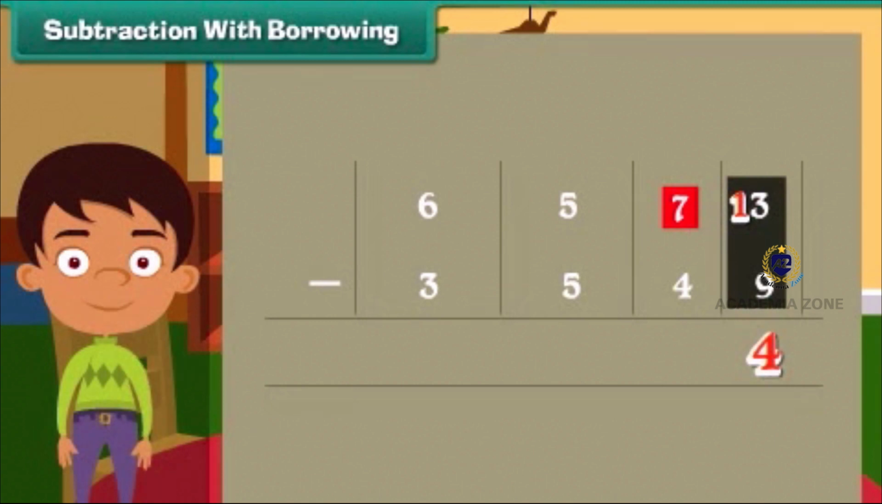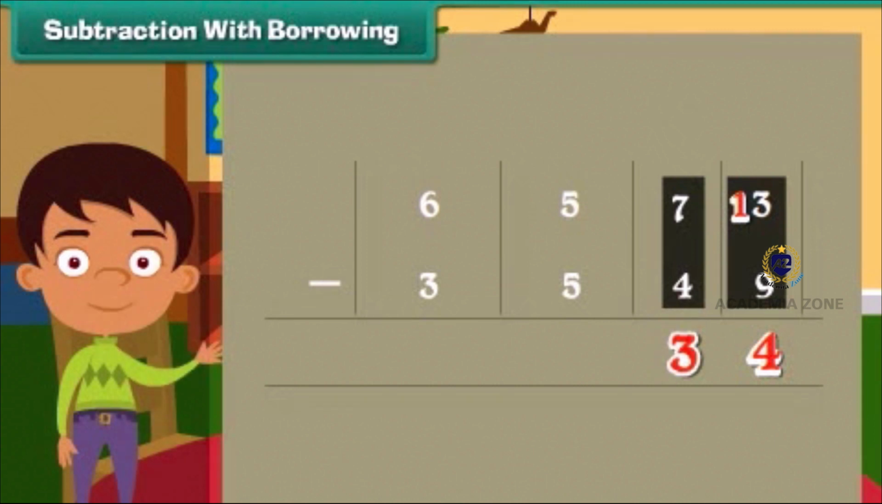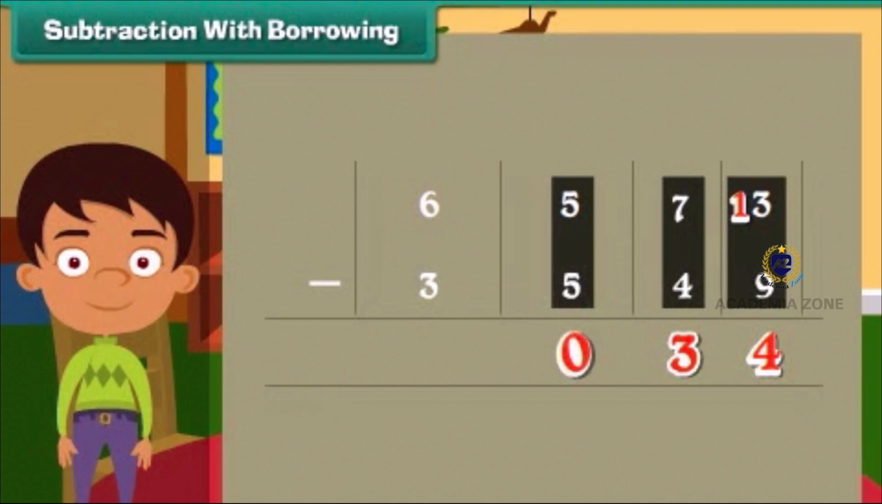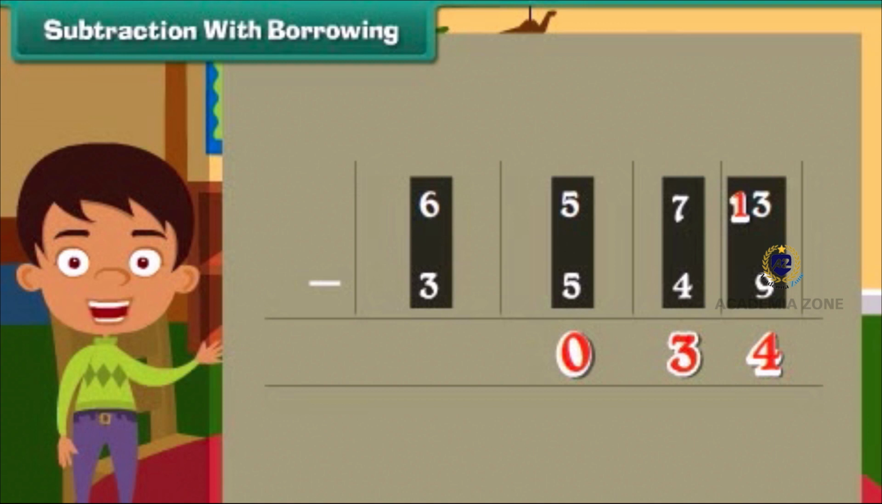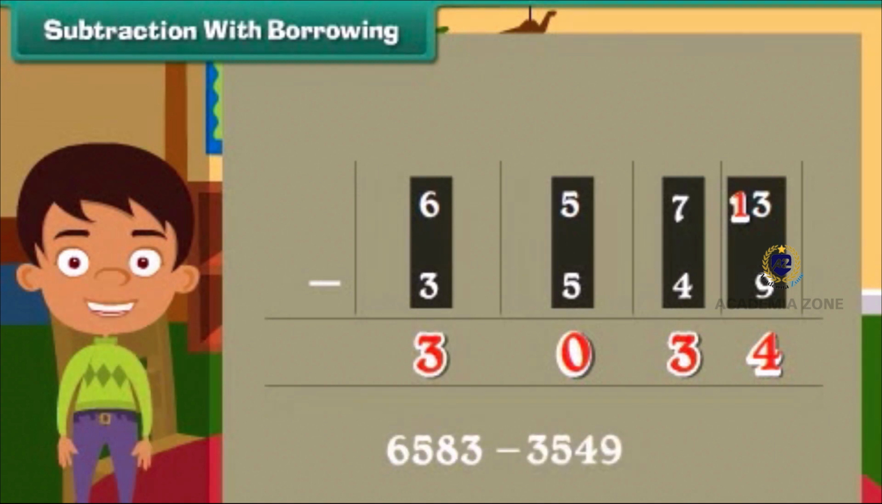Subtract tens. 7 minus 4 is 3. Similarly, we now subtract hundreds. 5 minus 5 is 0. Subtract thousands. 6 minus 3 is equal to 3. So, 6583 minus 3549 is equal to 3034.